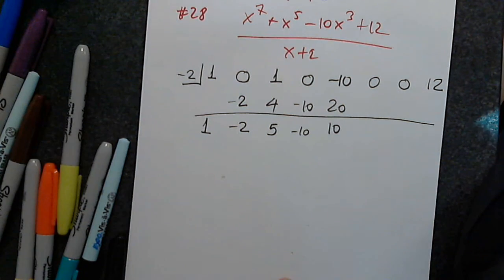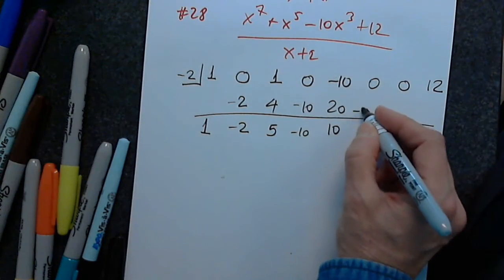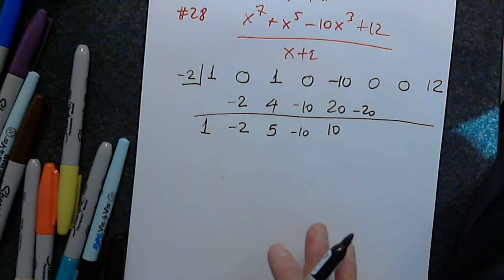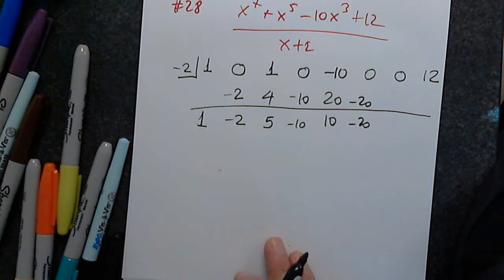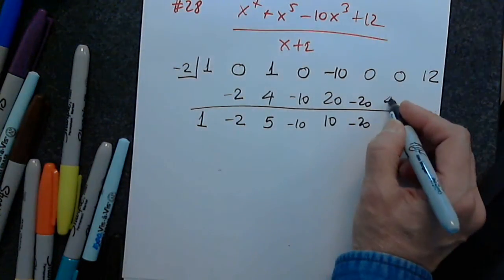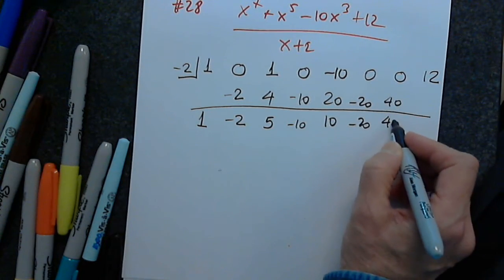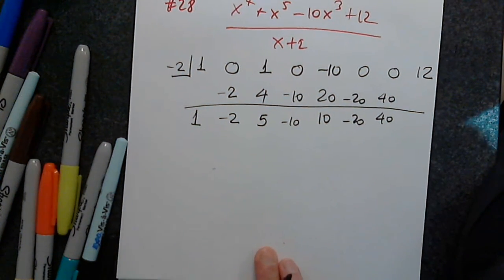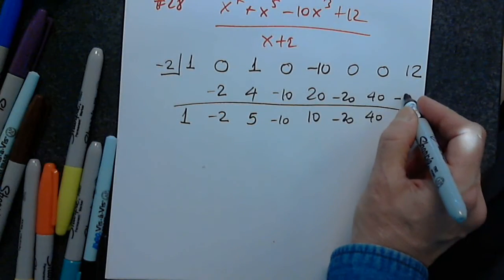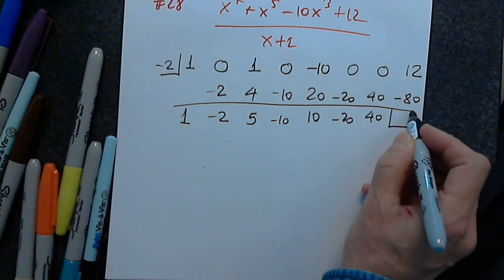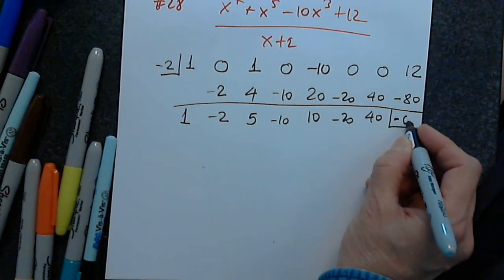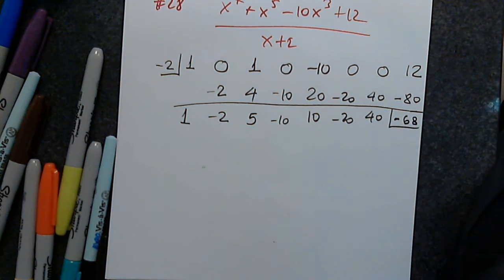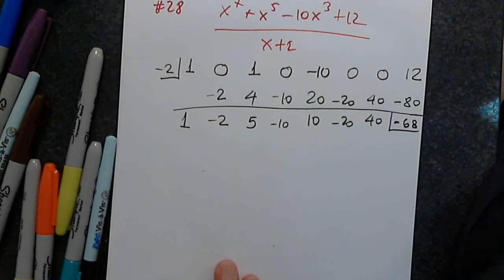Negative 2 times 10. 0 minus 20. Negative 2 times negative 20. 0 plus 40. And negative 2 times 40. And we box in the remainder. Perfect. Now I have to figure out the answer.